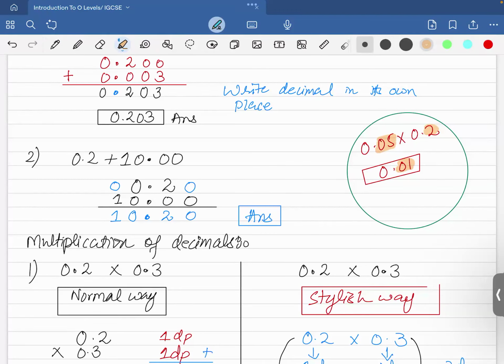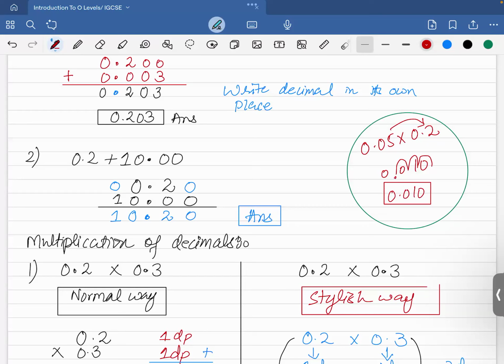So we know that 0.05 multiplied by 0.2 means 5 times 2, which is 10. Now we have to take 3 jumps towards the left, 1, 2, 3. So 0.010 was the right answer. Is this clear or not? Yes sir. In that case, you cannot eliminate that last zero. I know that the last zero is not a significant number whether you write it or not. Agree?